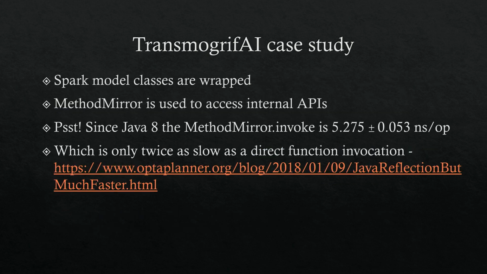We wrapped all Spark models in our classes, and internally we used the Java reflection method mirror API, which is surprisingly fast. People like to think that reflection is very slow and not performant. The thing is that reflecting a method is slow, but once you have reflected it, execution of the method is really fast. You can reflect it, keep it as a lazy val or val, and then execute it at the per-cell level extremely fast. It's probably only twice as slow as a regular direct method invocation.